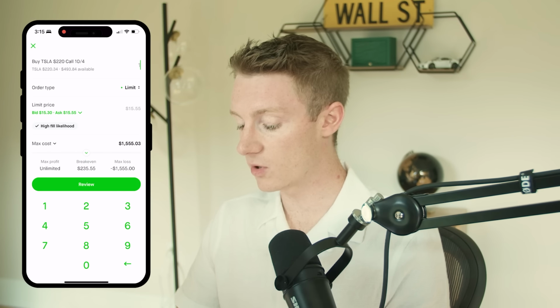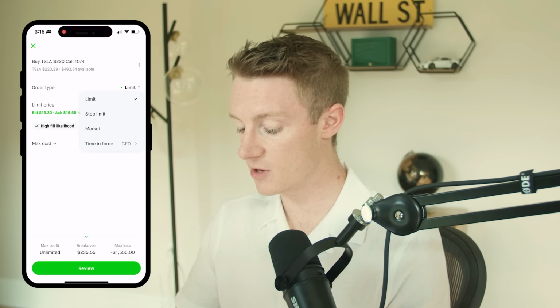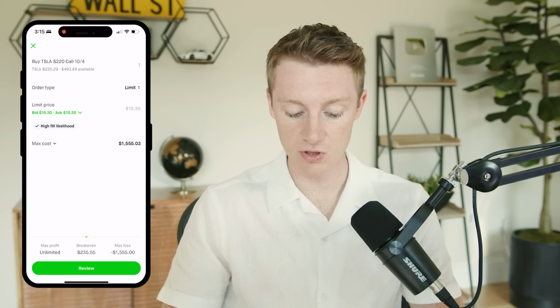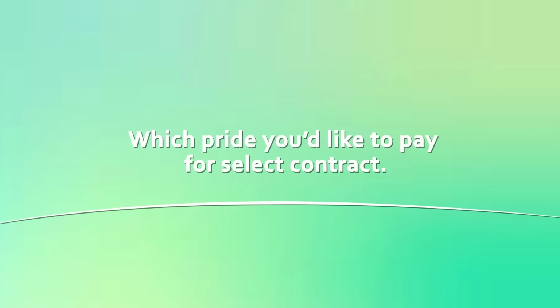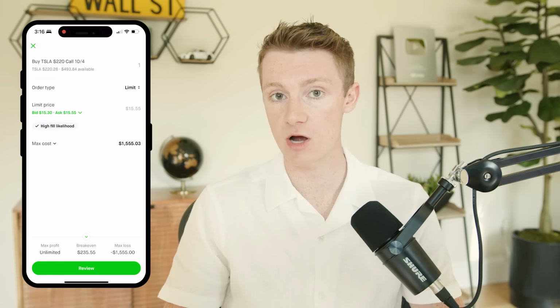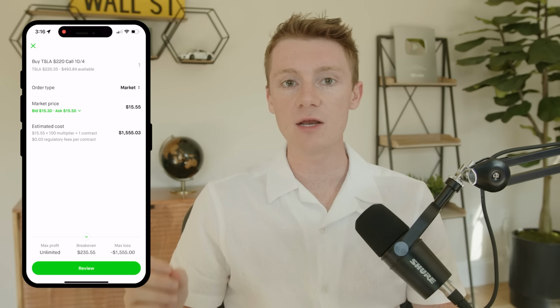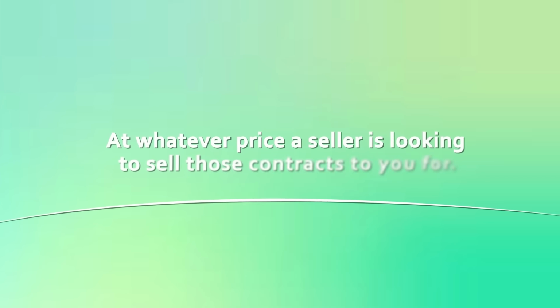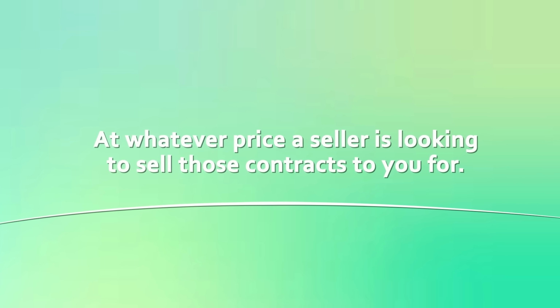Next, you can see the order type. We've got limit orders, stop limit, market, and then we've got a couple other options, but you're gonna be using a limit or a market order. Now, a limit order is essentially an order that allows you to choose which price you'd like to pay for a select contract, or if you own those contracts, which price you'd like to sell those contracts for. Well, a market order is essentially going to fill you at whatever price a seller is looking to sell those contracts to you for.